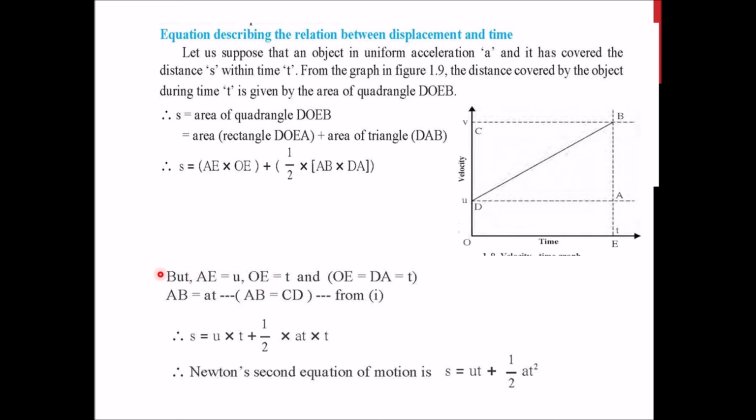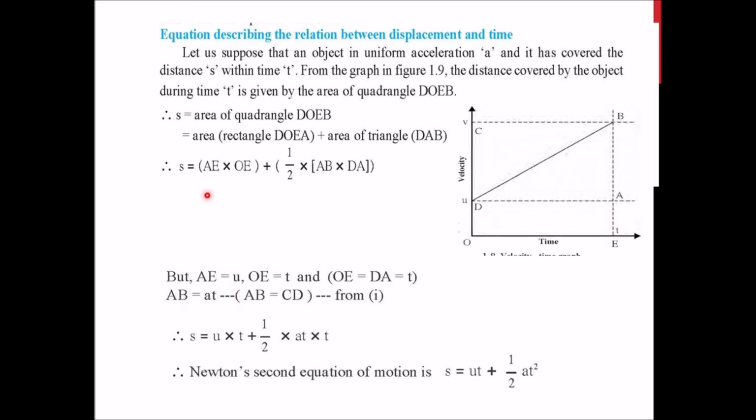We also understand from the previous part of this explanation that AE is nothing but U, the initial velocity, and OE is nothing but the time. OE is equal to DA, since they are geometrically equal, therefore DA is again equal to T. AB is also known as AT from the previous equation, equation number 1. So AB is equal to CD, and CD is 80, therefore AB will also be 80.